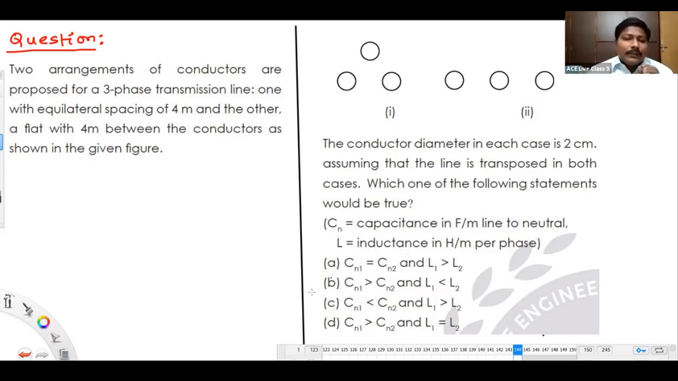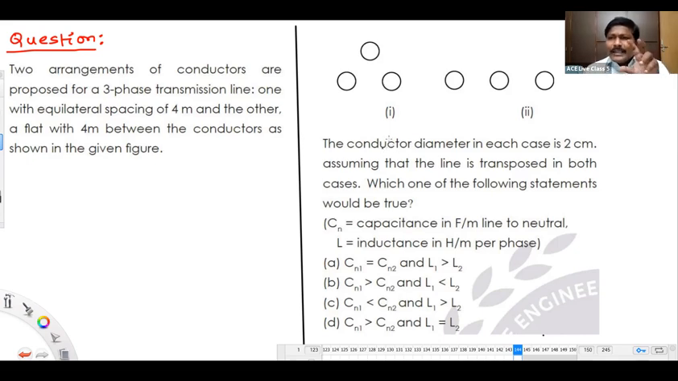In this problem, he is asking us to compare the values of inductance and capacitance from system 1 to system 2. Already we know that these L and C values depend upon the GMD and GMR, that is, GMD and the radius of the conductors. Anyhow, the radius of the conductors is equal in both cases, so you don't get any change in the value of GMR.